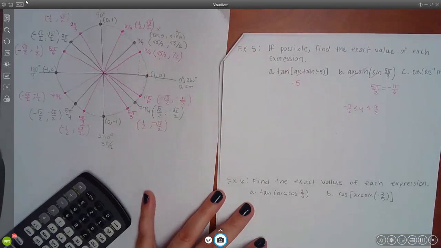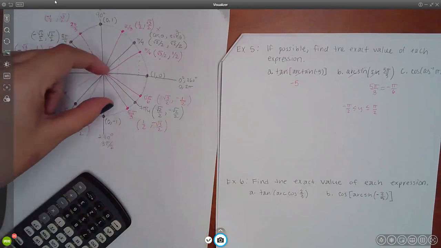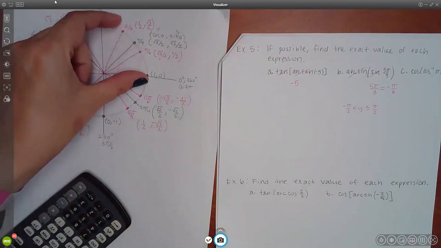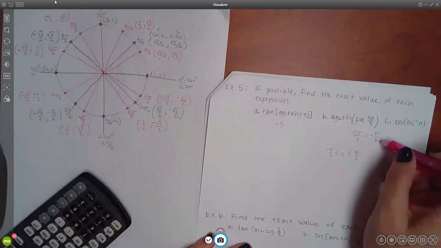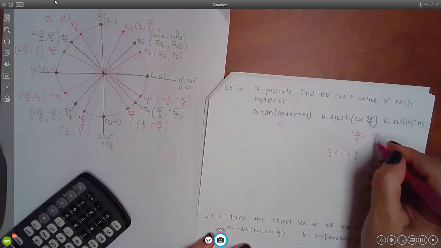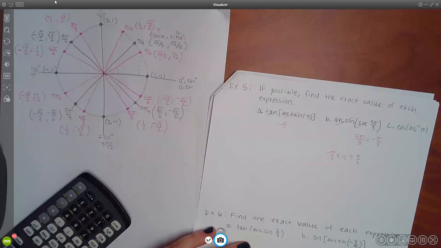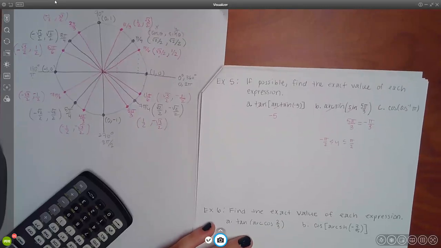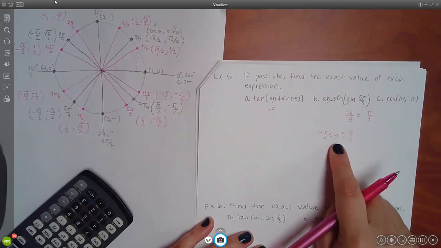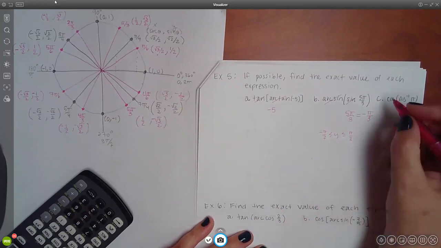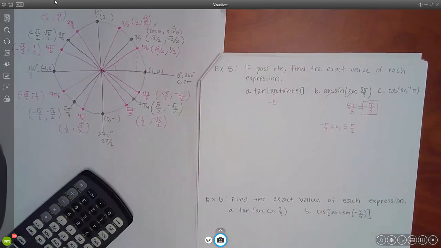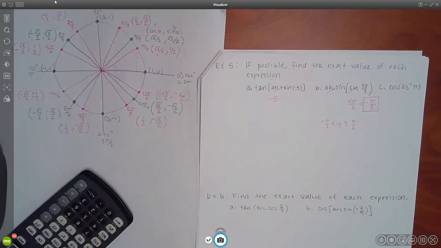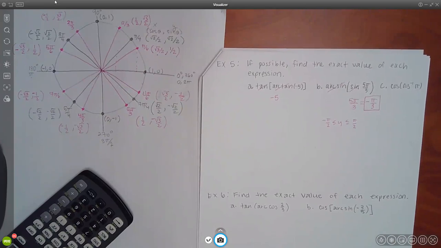And I only know that from my increments. Not pi over 6, that's the wrong number, isn't it? This is pi over 6, right? This is pi over 3 measurement, right? And I need that measurement to get here. And that guy is in this range, isn't it? Okay. So this is going to be my answer. So we knew the location, we just had to find another representation for that location.